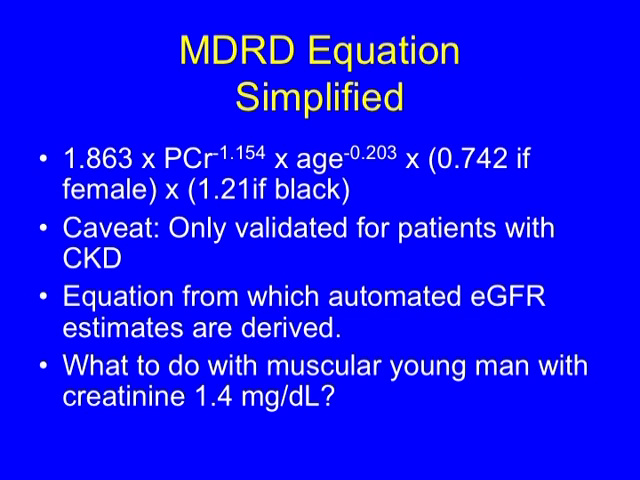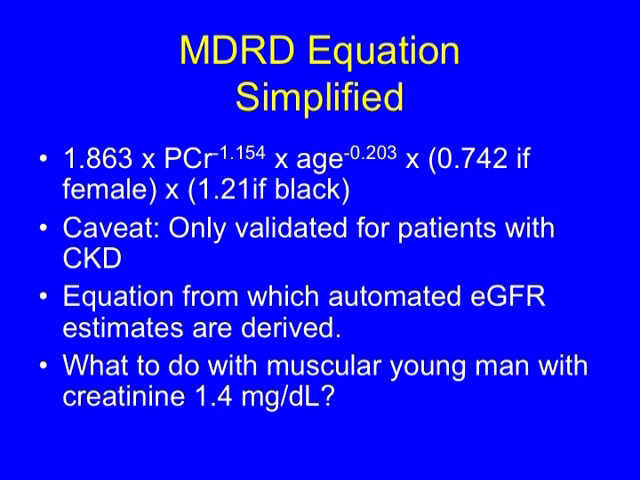But what is more commonly used now is the MDRD equation. The simplified MDRD equation takes into account the serum creatinine, age, sex, and race. The caveat to the MDRD equation is that it is only validated for patients with established chronic kidney disease. And this is the equation from which the automated eGFR estimates are derived.